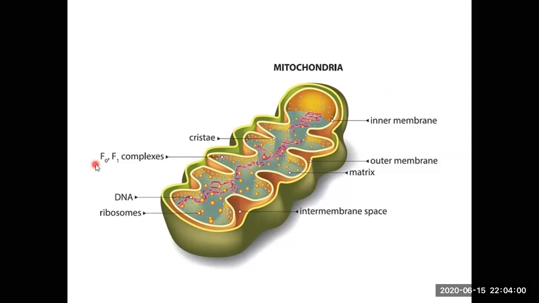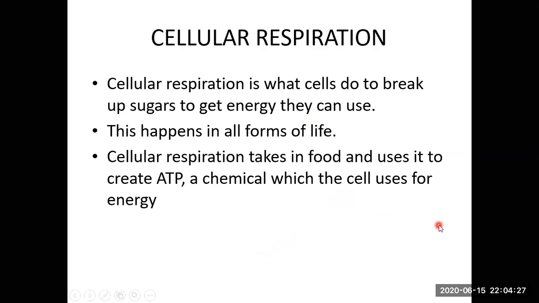We see F0 and F1 particles here in the inner membrane, which are attached to it. Ribosomes are here, DNA. What is the purpose of DNA? Every organelle which has DNA can replicate itself because it has the whole machinery inside, and it can replicate whenever it is needed. So mitochondria is a self-sufficient organelle. It can divide itself by the process of fission.